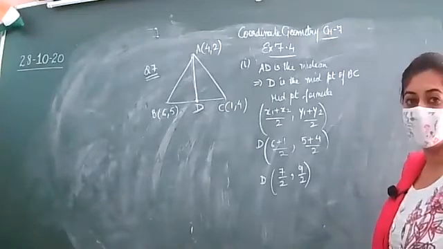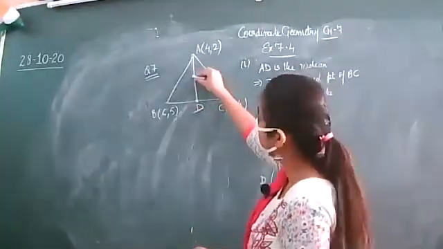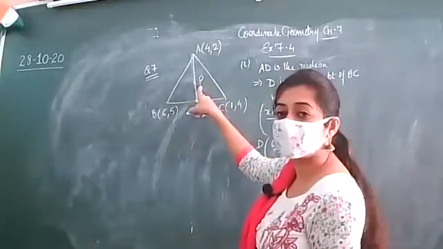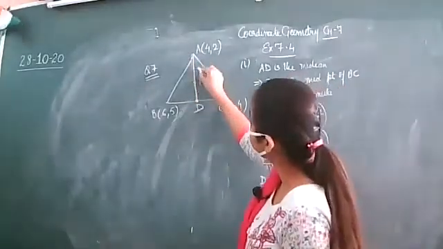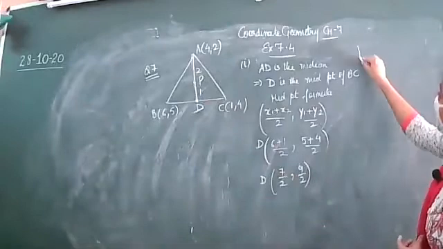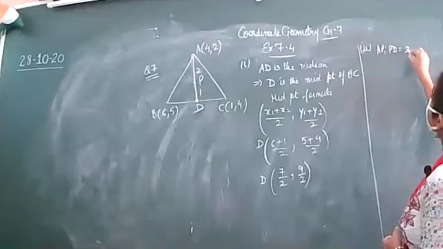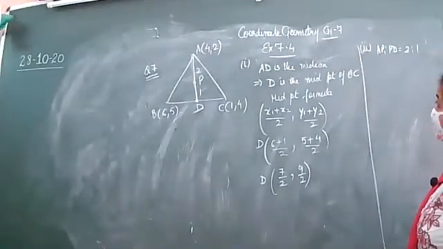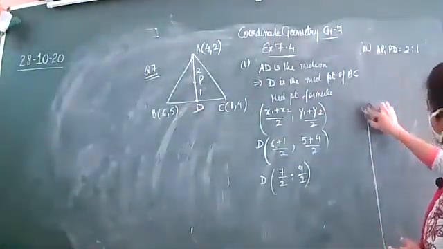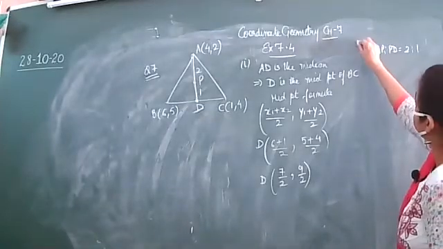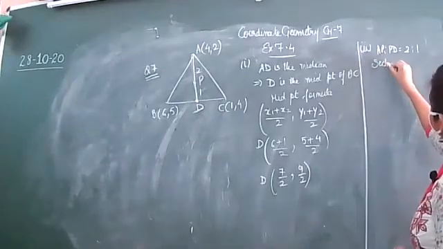Now, in the second part, it is given that the median is divided by the point P, and P is dividing the complete line in the ratio 2:1. So in the second part, AP to PD is 2:1, as given in the question. Now you have to find the coordinate of P by applying the section formula. As you already know, whenever the ratio is given, you have to use the section formula.